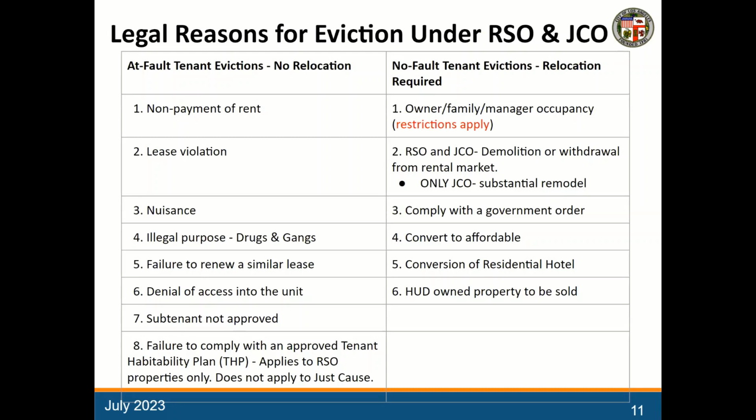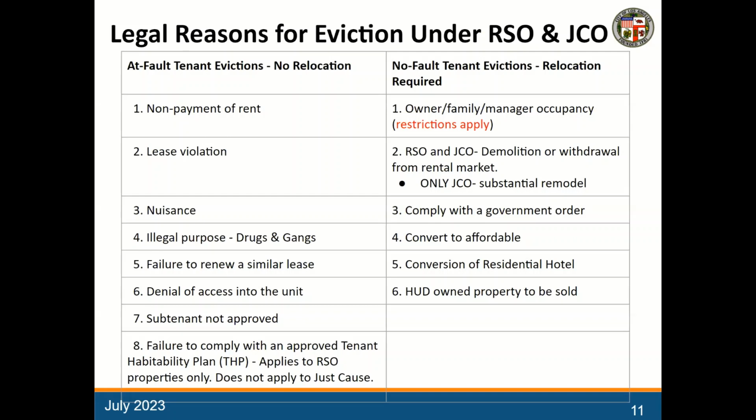The laws also allow for eviction if the owner plans to demolish the units or wants to withdraw the units from the rental market. The only difference is that under the Just Cause Ordinance, substantial renovation of the unit, which will take, I believe, 30 or more days, is also a permitted reason to terminate the tenancy. It is not a permitted reason to terminate tenancy under the RSO.